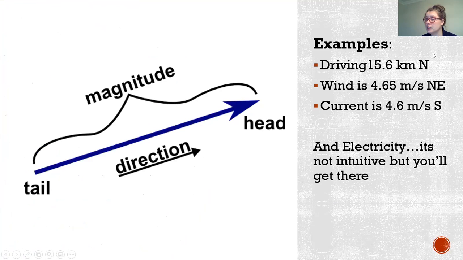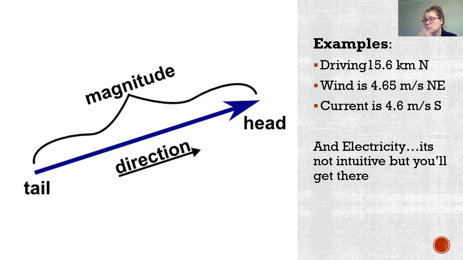All right, so what is a vector? A vector is any quantity that has both magnitude and direction. That's the most important piece, magnitude and direction. We draw them using arrows. Direction we can give multiple ways. We can say, as the example here, okay, I've driven 15.6 kilometers northeast. Magnitude is the size, that's the 15.6 kilometers, and then the north is the direction.